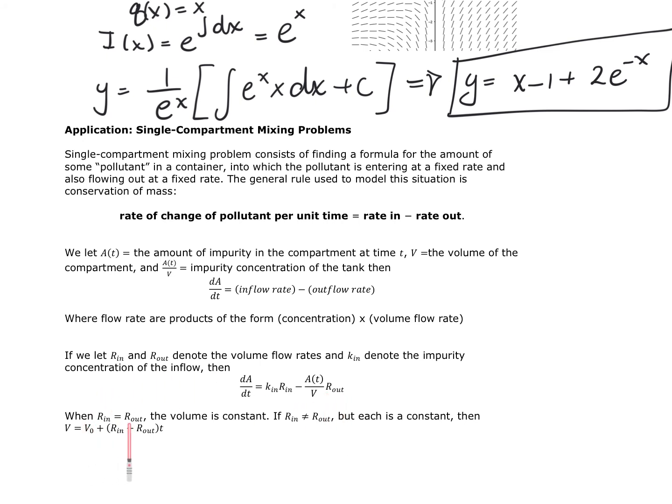When R in equals R out, the volume is constant. When R in does not equal R out, then it's not constant. And when that happens, my volume is going to be V naught plus R in minus R out multiplied by t. So in other words, my volume could increase or my volume could decrease if my flow rates are not the same.